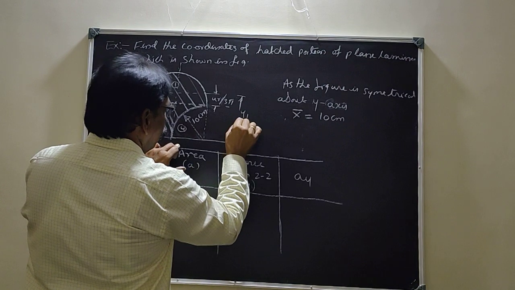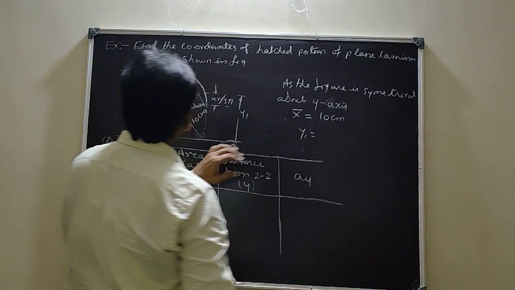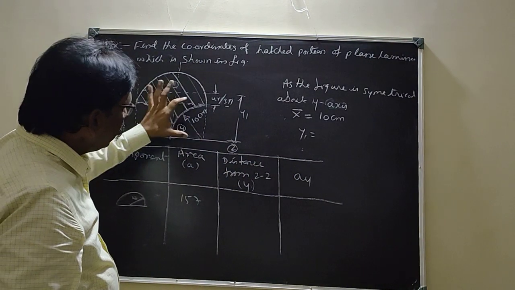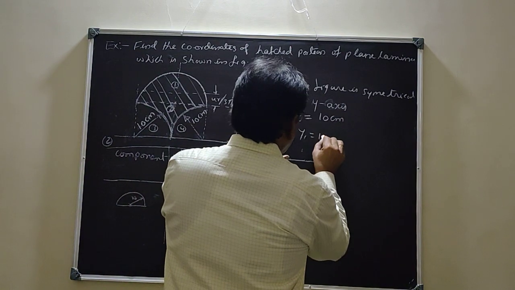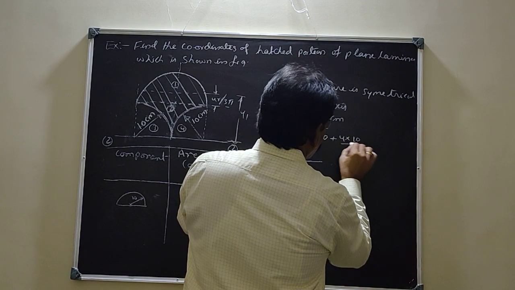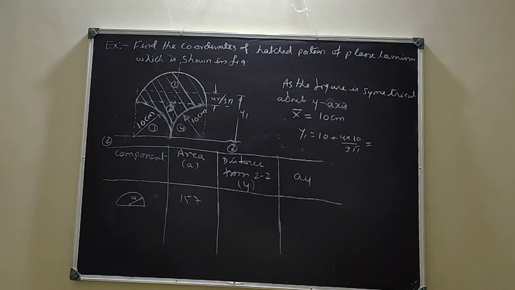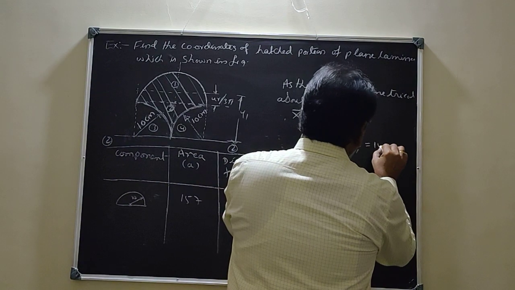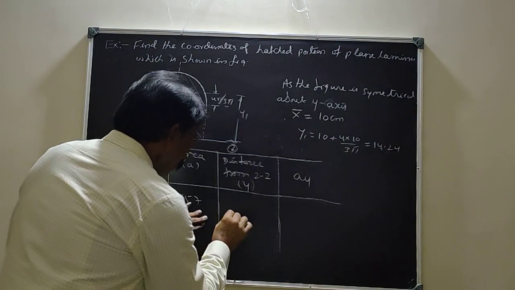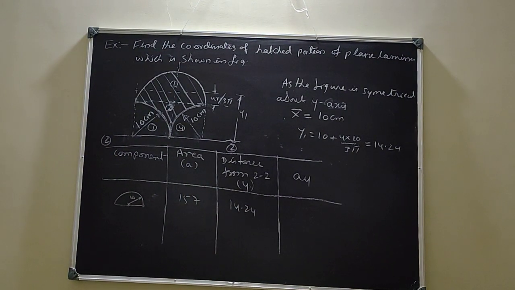This will be your y1. So this y1 is equal to, what we saw already, radius of the quadrant, so 10 centimeter, plus 4r by 3 pi, where the radius is again 10 centimeter. So you get y1 is equal to 14.24 centimeters. If you multiply this, ay is equal to 2235.68.